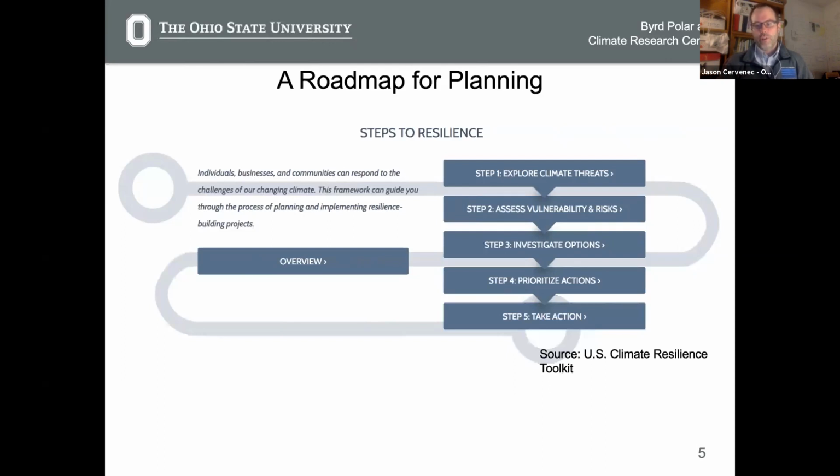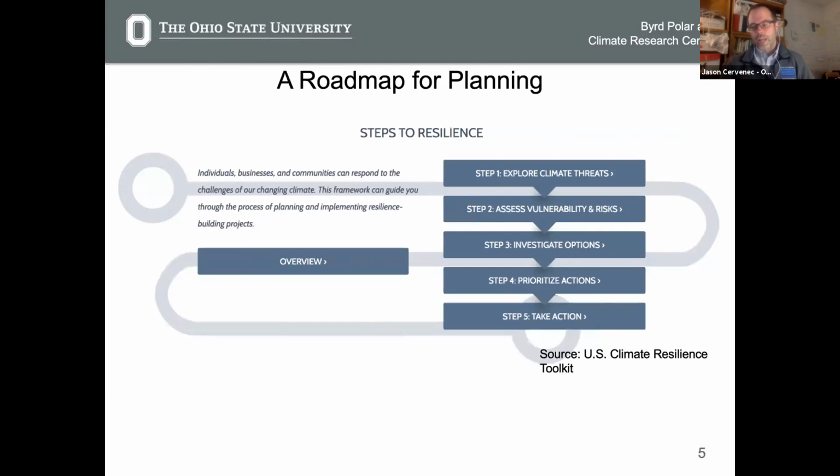Step 1 is explore your climate threats. Step 2, assess your vulnerabilities and risks. That's really the first 2 years of our work to develop a risk and vulnerability report. Subsequently, steps 3 and 4, we're investigating our options and prioritizing those options. That was a 2-year process that followed it. And then the last step is really City Council and the Mayor of Columbus deciding what actions they want to take from our prioritized list.